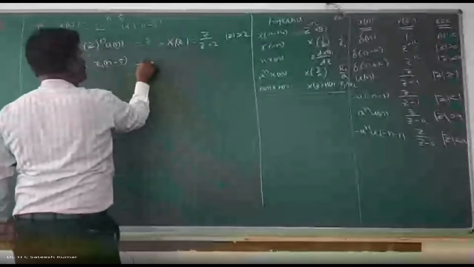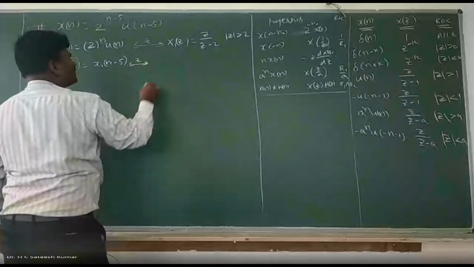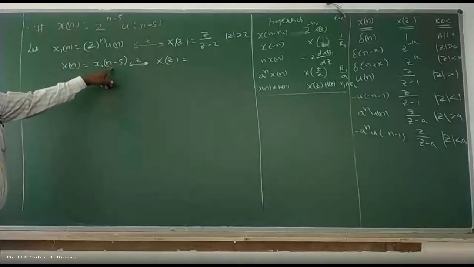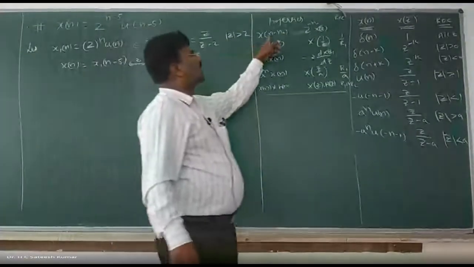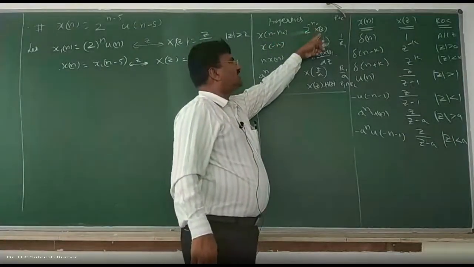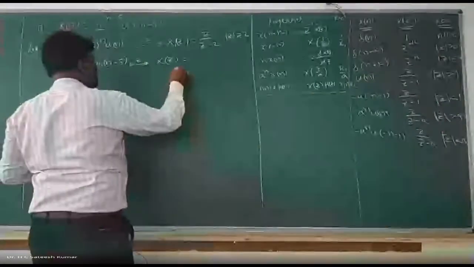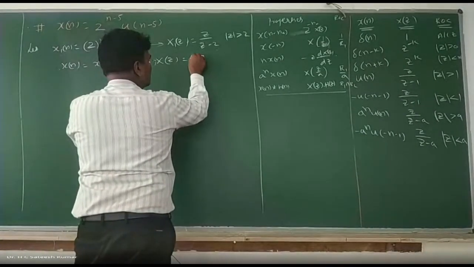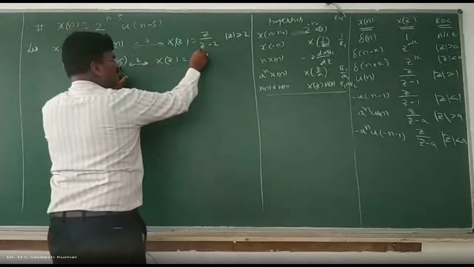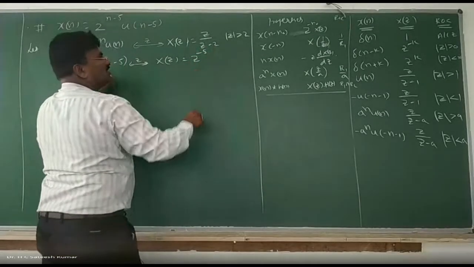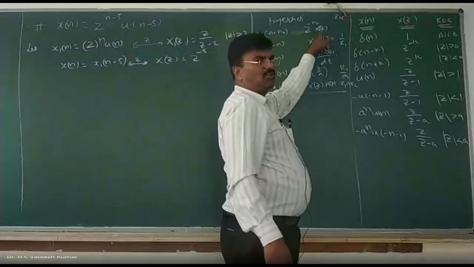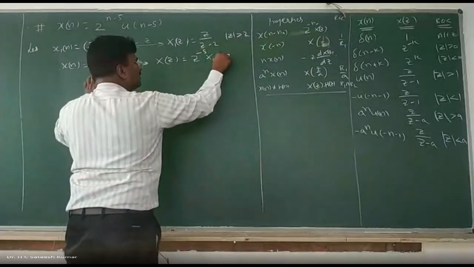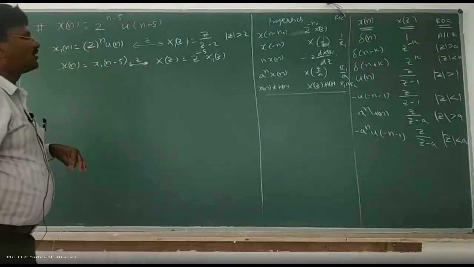Next, take the z transformation of this one. X of z is equal to, what is the transformation of n minus 5? That is the time shift property. N minus n naught gives z to the power of minus n naught into x of z. So this we can write as x1 of n minus 5, giving z to the power of minus 5 into x1 of z. And the ROC is not changing.